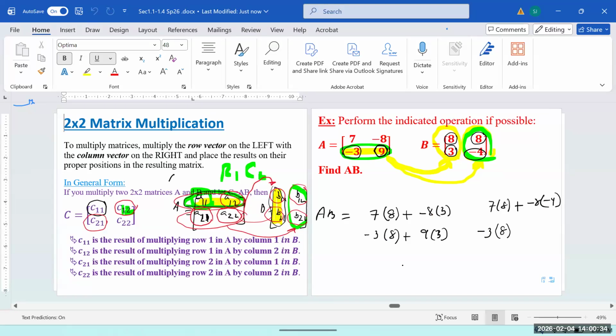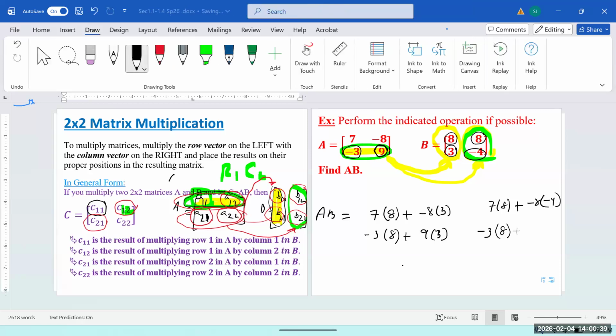Okay, so -3 times 8 plus 9 times -4. And now we are done with all the columns and all the rows. So all you have to do is simplify the math. 7 times 8 is... I'm actually too lazy, guys. Can you give me the answer for all 4 elements in our 2 by 2 matrix?